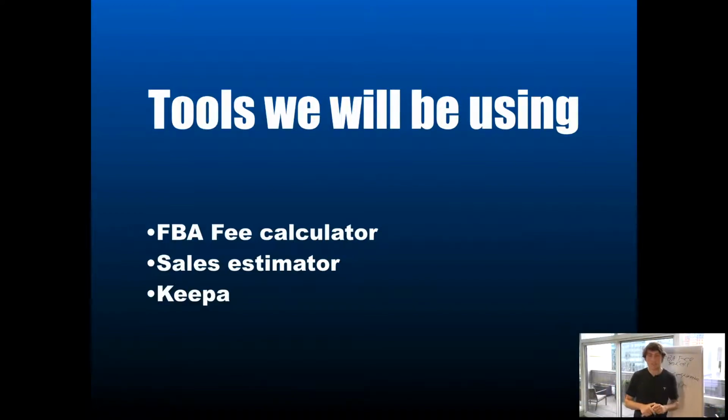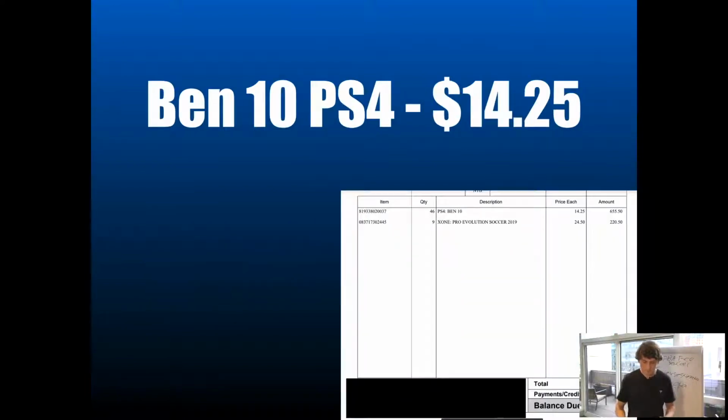The fee calculator and sales estimators are free. Keepa can be free, but the full version is $17 a month. Actually, a lot of Amazon sellers had an uproar because Keepa started charging in February of this year, 2019. Keepa is definitely the most valuable tool. If it was $1,000, I would still buy it. So I'm going to use those tools when I'm going over these examples.